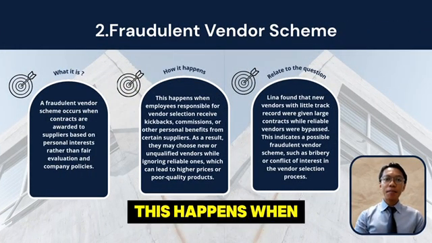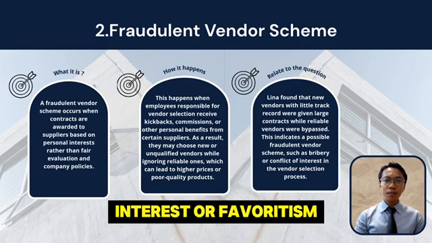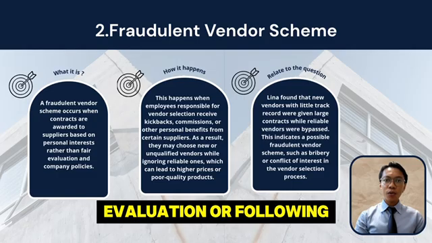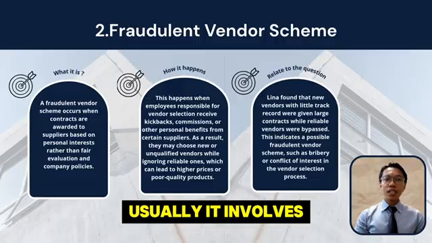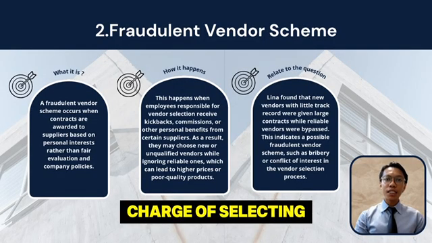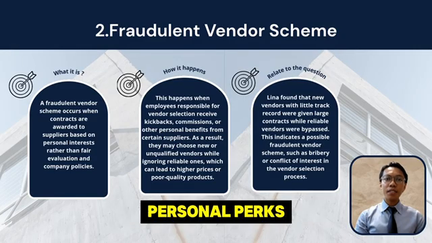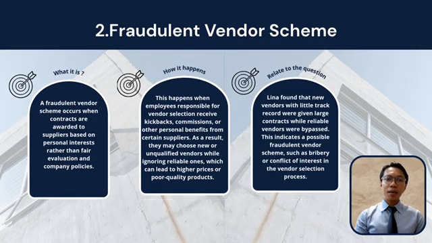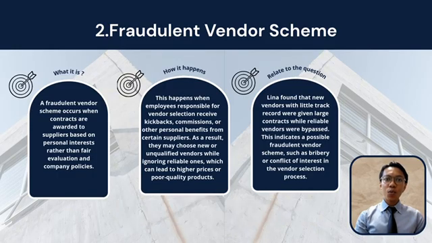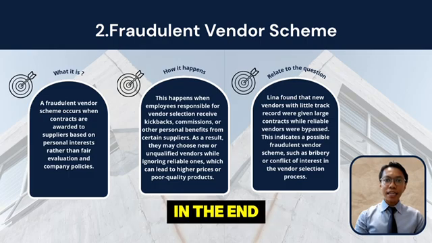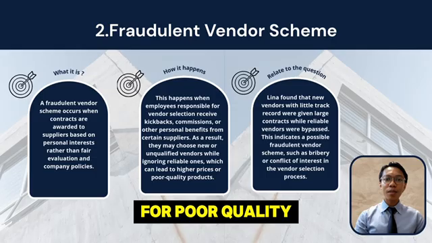To put it simply, this happens when company contracts are handed out to suppliers based on personal interest or favoritism, rather than a fair evaluation or following standard company policies. So, how does this actually play out? Usually, it involves the employees who are in charge of selecting vendors. They might get reeled in by receiving kickbacks, commissions, or other personal perks from specific suppliers. Because of this conflict of interest, they end up choosing new or completely unqualified vendors while completely bypassing the reliable ones. In the end, the company loses out because they start paying higher prices for poor quality products.